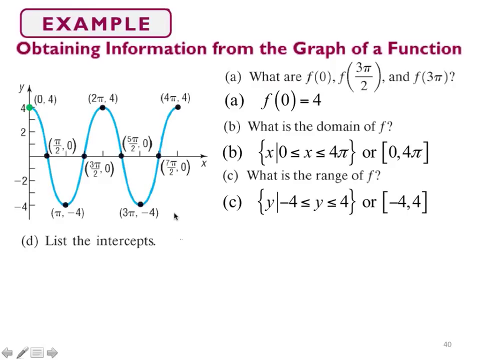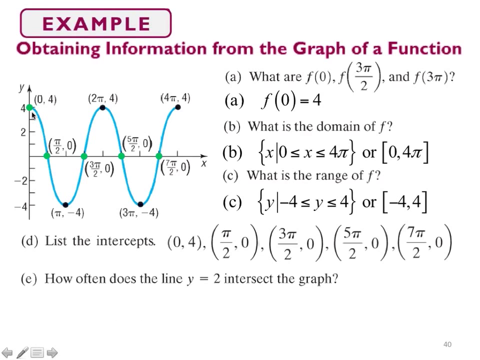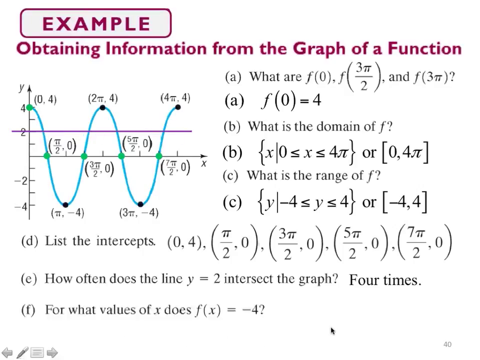If I want to list the intercepts, I'm going to have an intercept at (0, 4), (pi over 2, 0), (3 pi over 2, 0), (5 pi over 2, 0), and (7 pi over 2, 0). Now, all of these last four are x-intercepts, and this first one is a y-intercept. Now, if we want to know how often the line y equals 2 intersects the graph, we could just draw that line and count the number of places that it hits. And if you look, it hits 1, 2, 3, 4 different times.